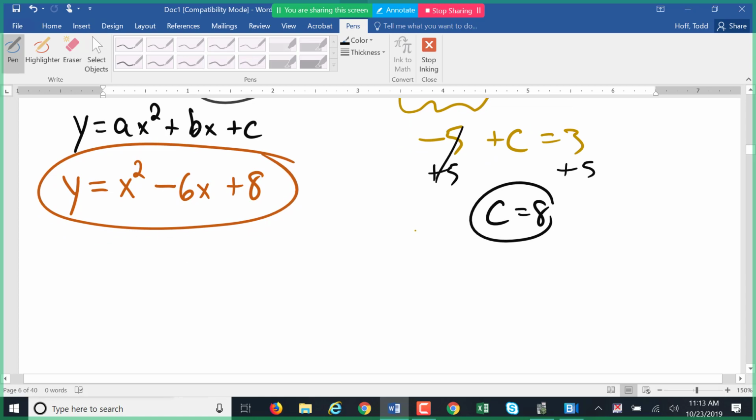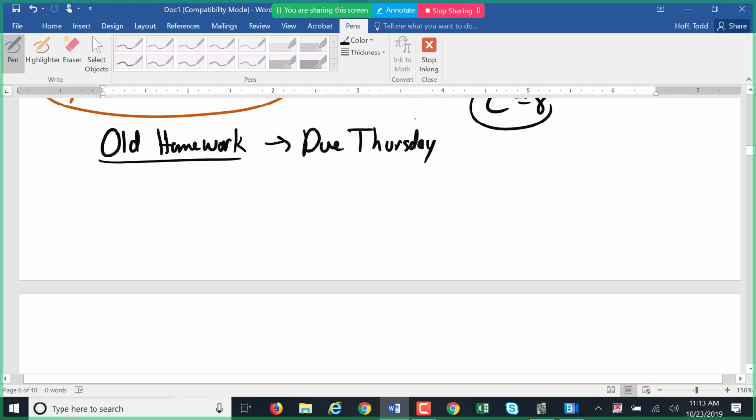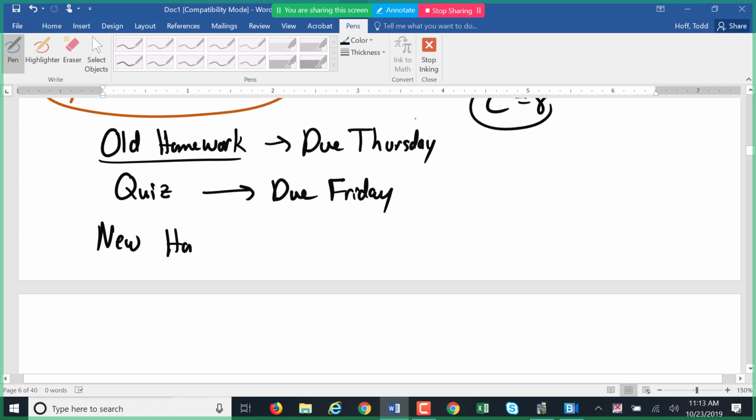Okay, only 6 minutes left, so we don't really have time to do another example. Remember, there's an old homework from Monday that'll be due Thursday. Then a quiz on that homework from last week, Wednesday, and last Monday will be due Friday. Then there's going to be a new homework that'll be due next week, Tuesday.